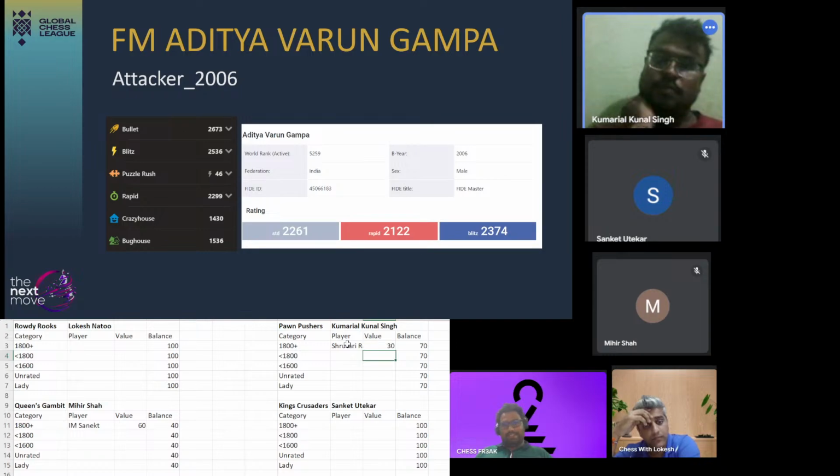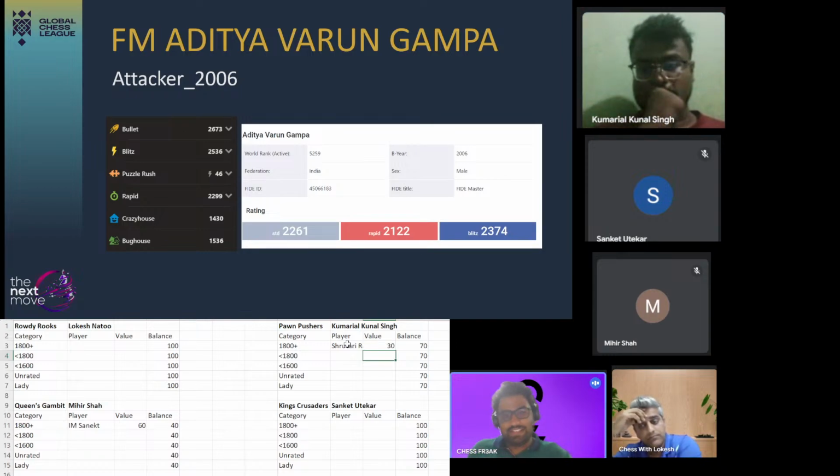15 points is the asking weight for the FIDE Master. He's a FIDE Master. You can see his chess.com stats. He's very strong. Bullet is 2600, Blitz is 2500. And when you talk about his FIDE ratings, the Blitz part, he is 2374. The top seed coming to the Blitz segment. He is the top seed for this 16-player tournament. 16 points, Lokesh Natu starts the bid.